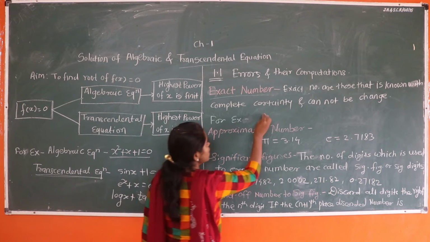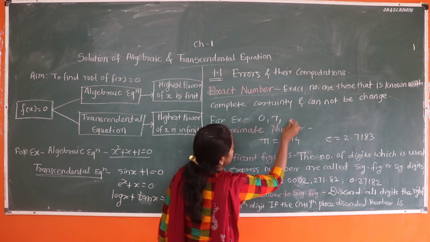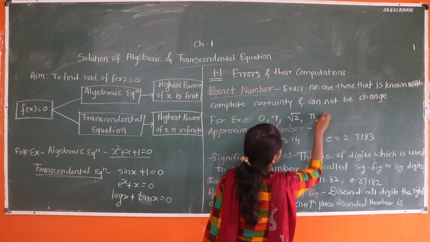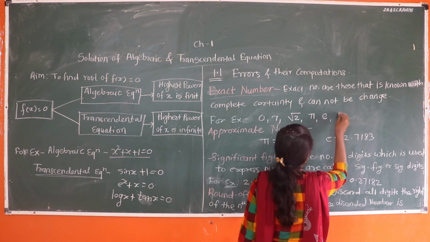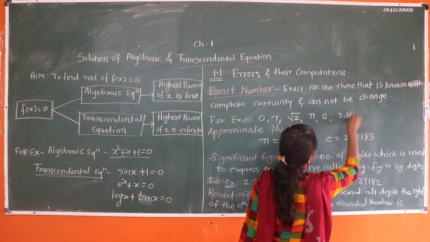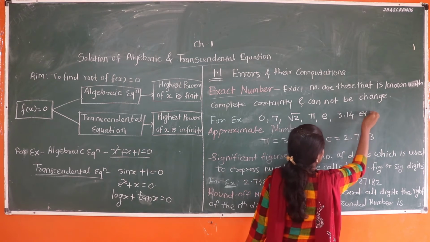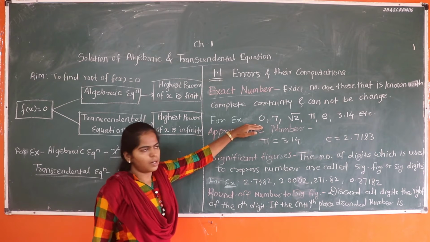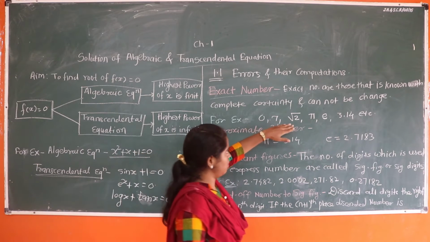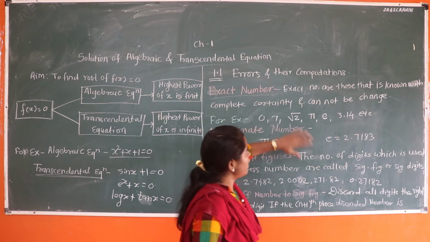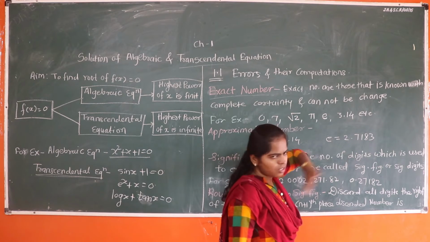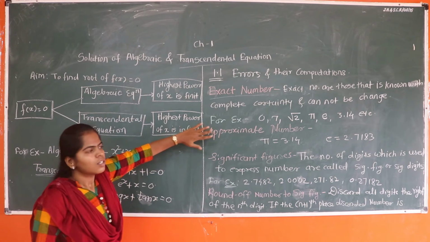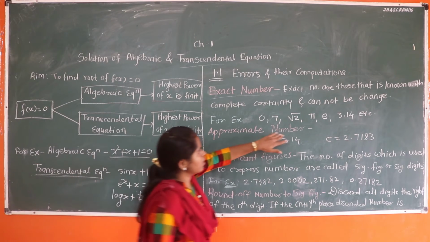For example, 0, 7, root 2, pi, e, 3.14, etc. These numbers are called exact numbers. It means the value of these numbers remains unchanged, it cannot be changed. Understand?